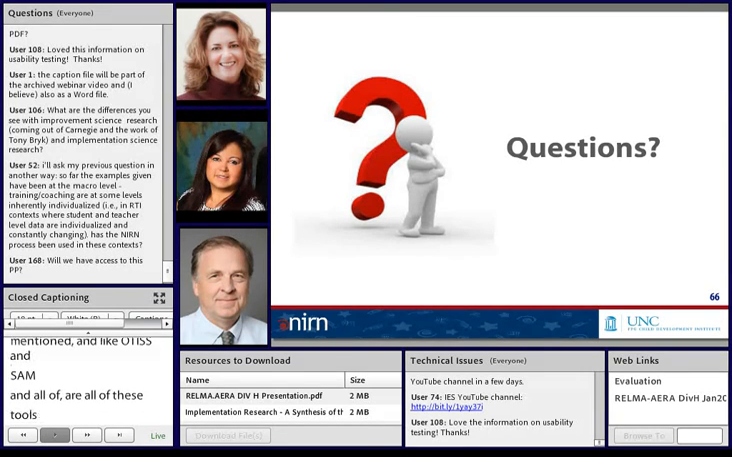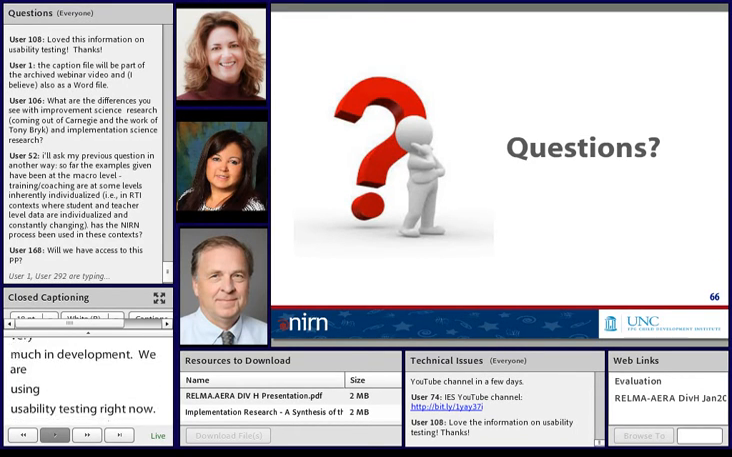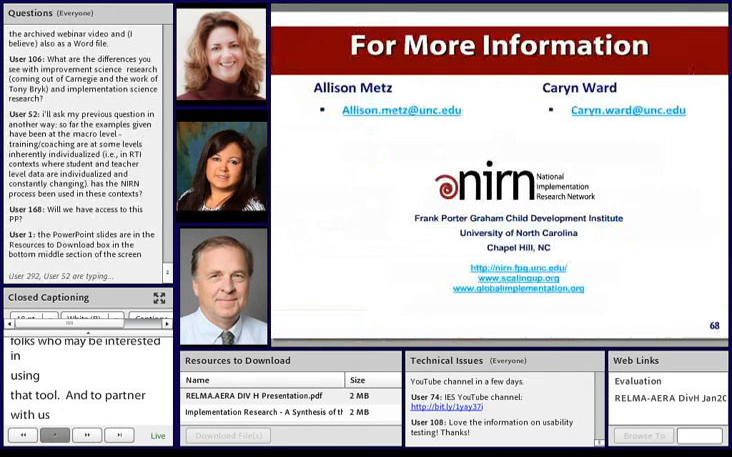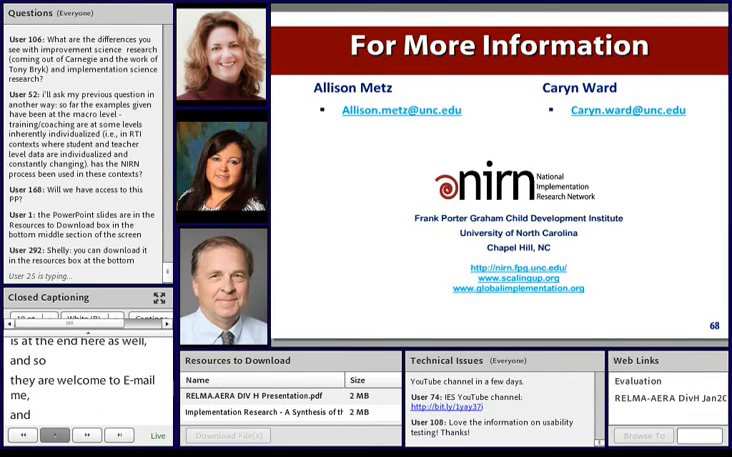The Otis is not referenced on the website. That tool is still very much in development. We're using usability testing right now. We're also looking for partners with folks who may be interested in using that tool and to partner with us on that. So my contact information is at the end here as well, and so they're welcome to email me, and I can share some more in-depth information on the Otis itself.